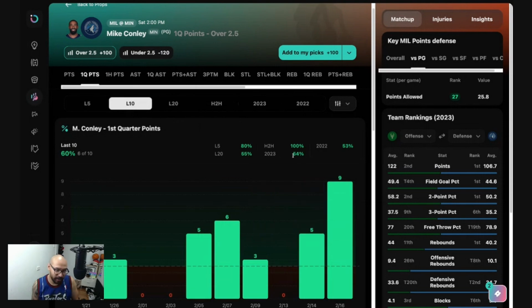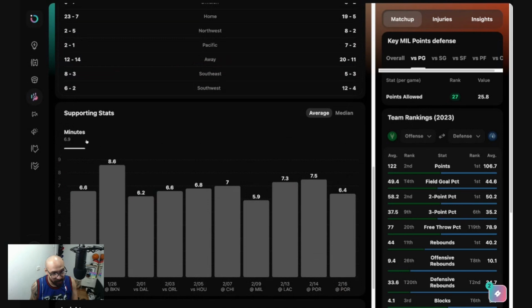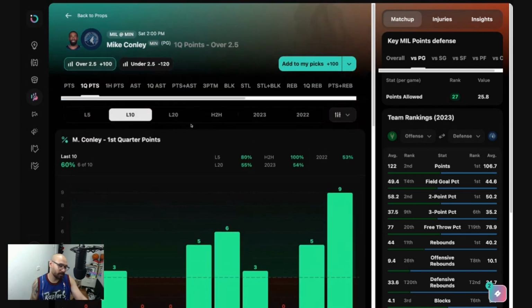On the season, he's hit it at 54%, last 20 at 55%, last 10 at 60%, and his last 5 at 80%. So his recent form is very good. His form over the season is better than what the odds indicate. The matchup is a good one against the Milwaukee Bucks. How many minutes does he play? Mike Conley only plays 6.9 minutes in the first quarter. So if you're going to sweat, you're not going to be sweating for long. That's all I'll say on this one.